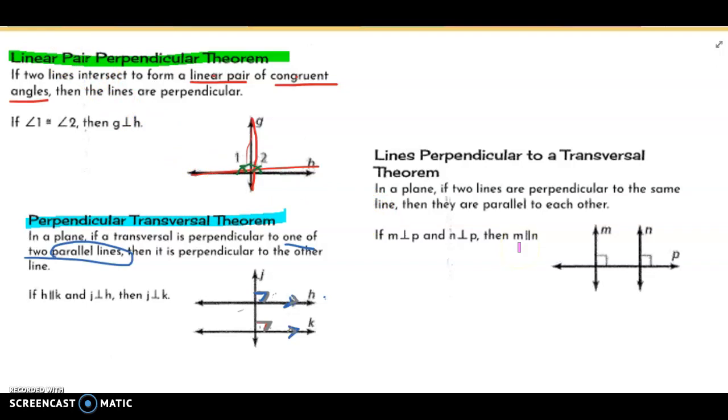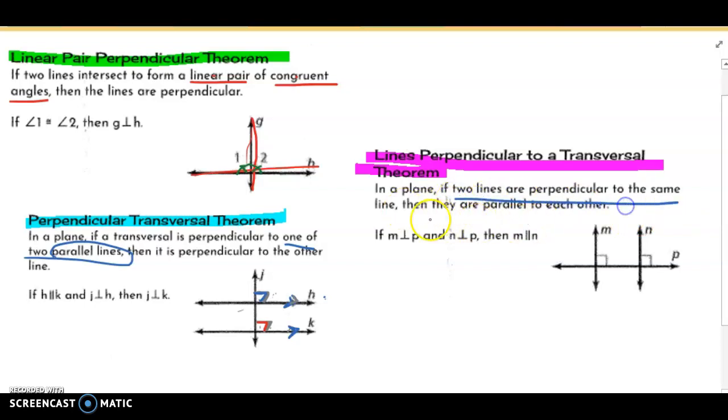All right, let's look at this last theorem. And like I've already said, this theorem here is kind of at the bottom. It goes 1, 2, this is the third one at the bottom, but just to fit it on this page, I went ahead and put it over here. So this is the lines perpendicular to a transversal theorem. Okay, so it says in a plane, if two lines are perpendicular to the same line, then they are parallel to each other.